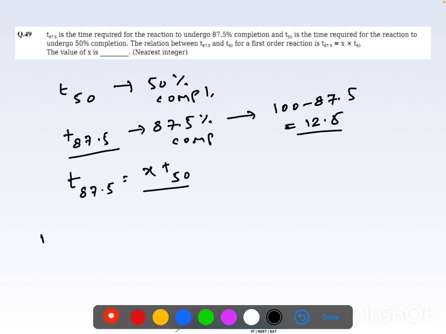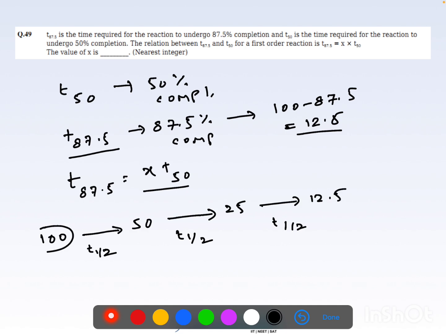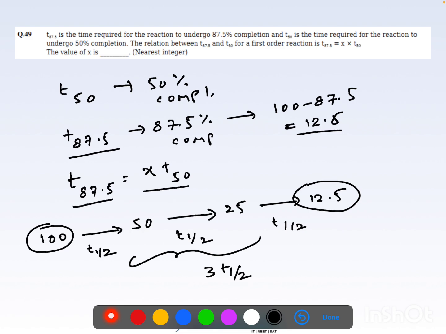Suppose we started the reaction with 100. In the first T50, it will convert into 50%. In the second T50, it will convert into 25%. In the third T50, it will be converting into half of that, 12.5%. So for 100 to 12.5% conversion, there will be 3 T50 involved. Okay, so the answer is T87.5 is equal to 3 into T50. So the answer will be 3.